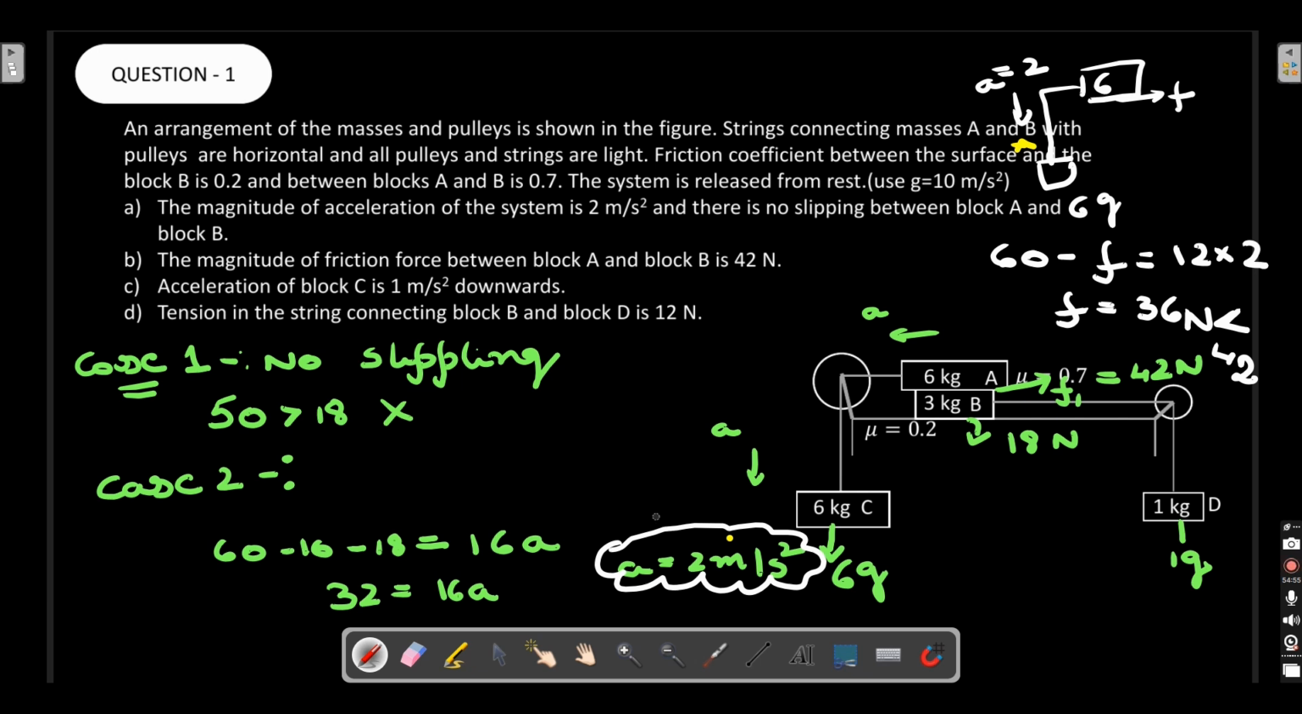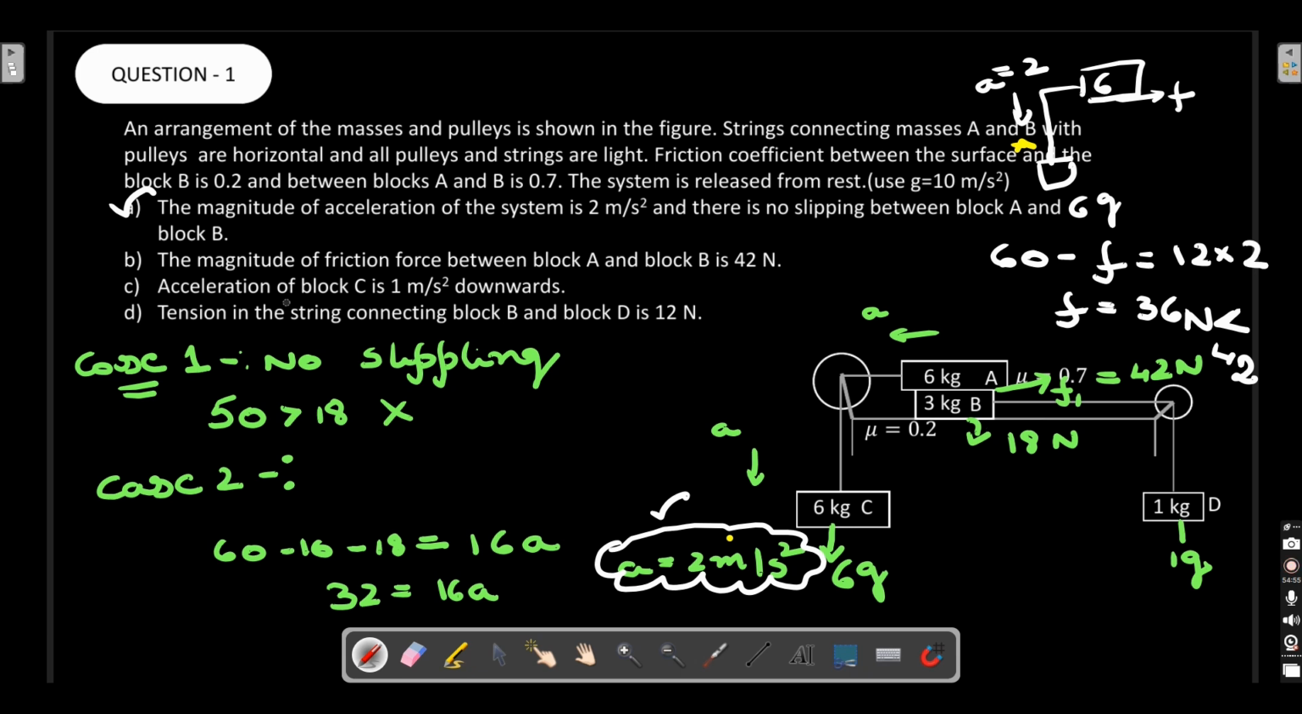You can say acceleration is 2 meter per second square and both the blocks move together. Entire system moves with an acceleration of 2 meter per second square. And then, yeah, we'll find the remaining options. The magnitude of acceleration of the system is 2 meter per second square and there is no slipping, right? The magnitude of friction between block A and block B is 42. No. We got how much? 36 Newton. So that is wrong.